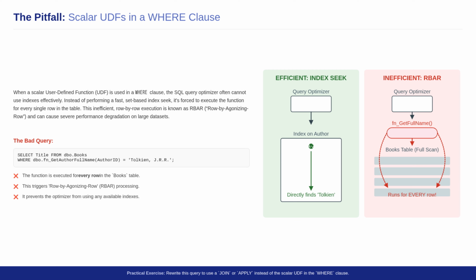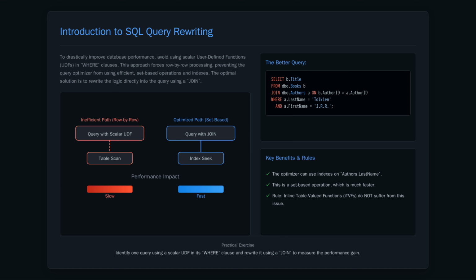Let me explain why. Imagine using our fn_get_author_full_name function in a where clause on a table with millions of books. The SQL Server query optimizer often can't see inside the function. So instead of using an index to find the author, it's forced to execute the function for every single row in the table. This row-by-row execution is known as RBAR, and it prevents any set-based index-seeking optimizations, leading to a massive performance drop. The solution is almost always to avoid the Scalar UDF in the where clause and rewrite the logic directly into the query using a join.